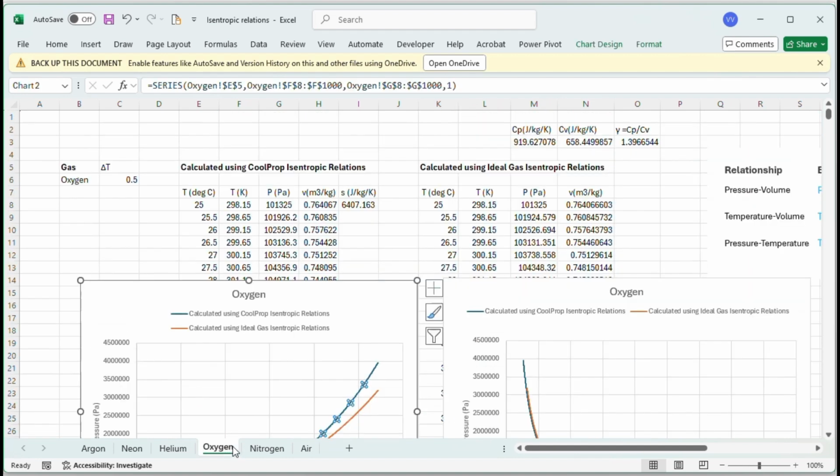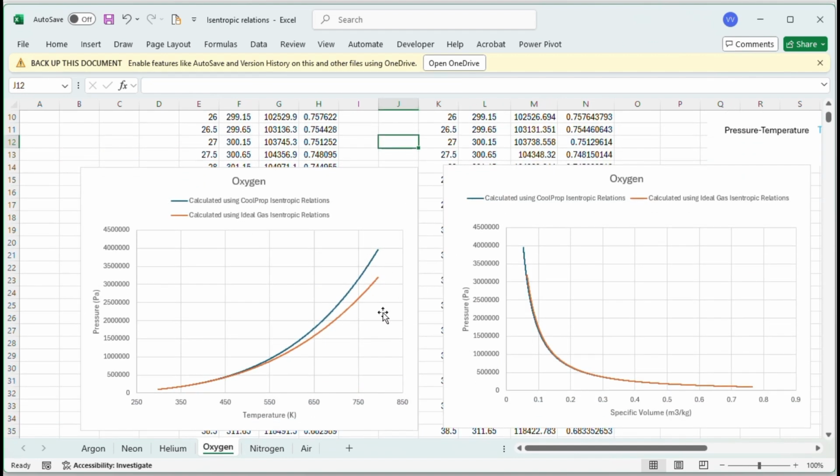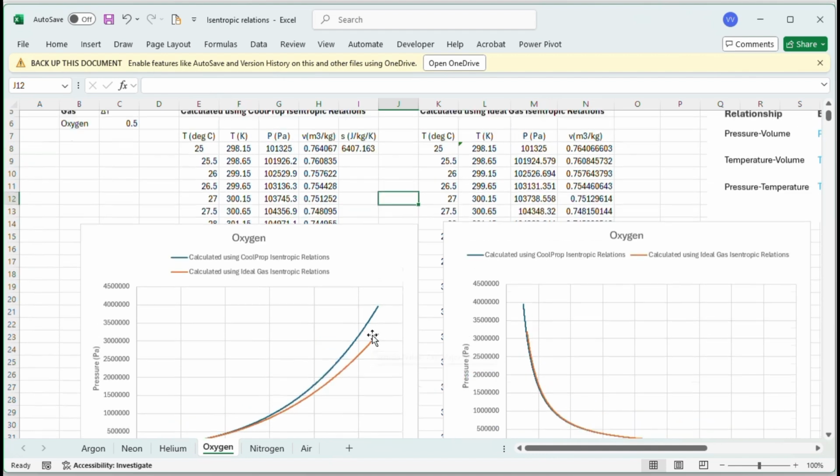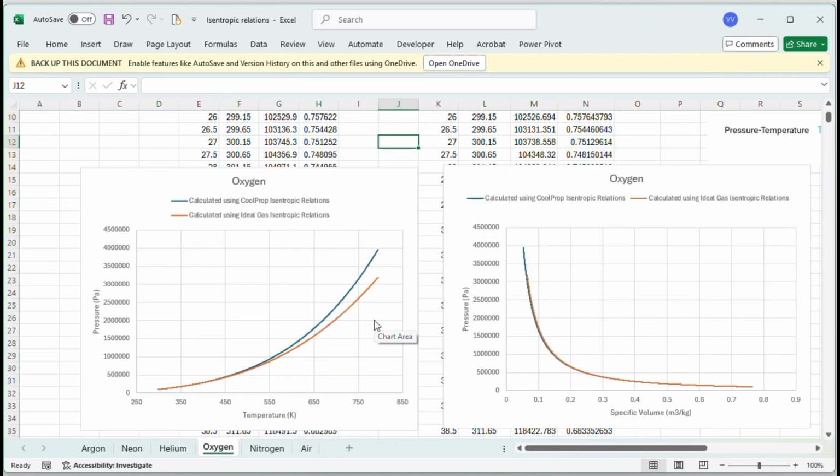Okay. Now oxygen, it seems like this has more deviation than both nitrogen and air. So this is another way for you to check the ideal gas behavior and at what conditions it tends to be more of an ideal gas versus less. Okay. All right.